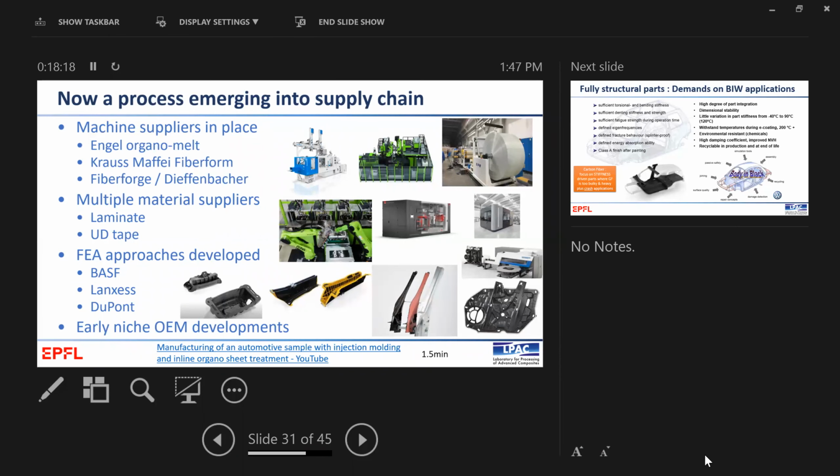This is a glove box, which has what they call an organo sheet. This is a part from Porsche, which is a central tunnel of a vehicle. This is a B-pillar of a vehicle, a multi-material system, steel and composite mixed together. This is a door module that has UD tape inside it. So these are early applications that are now coming out of these kinds of materials.